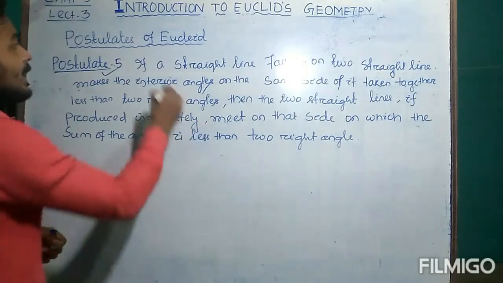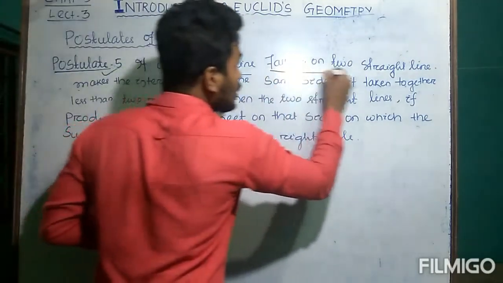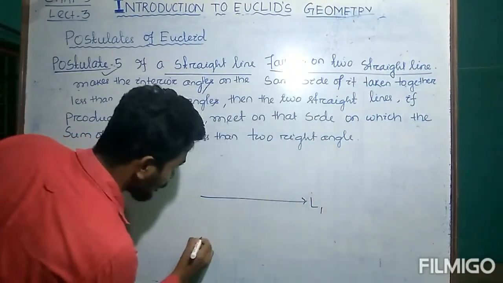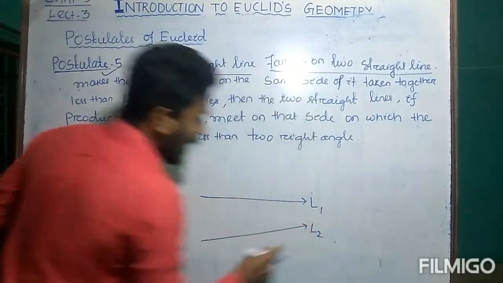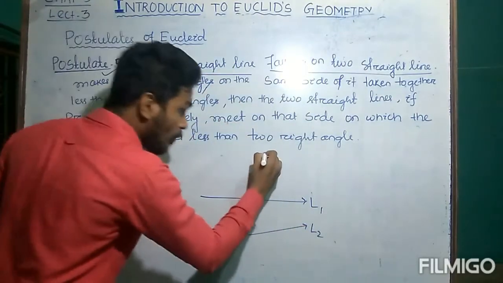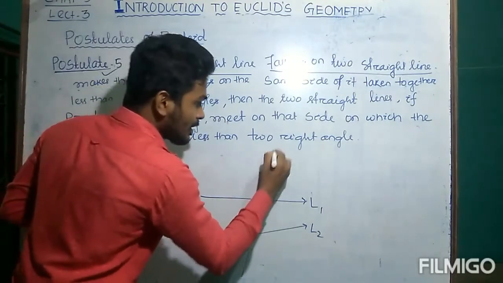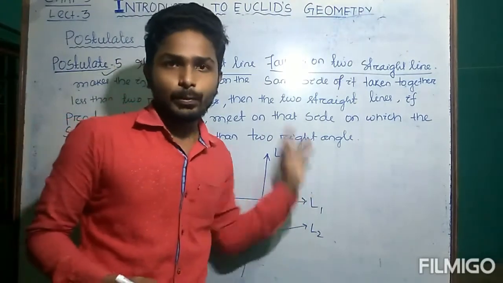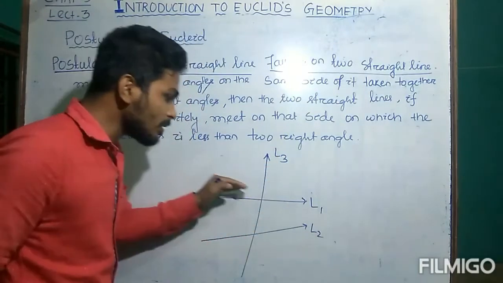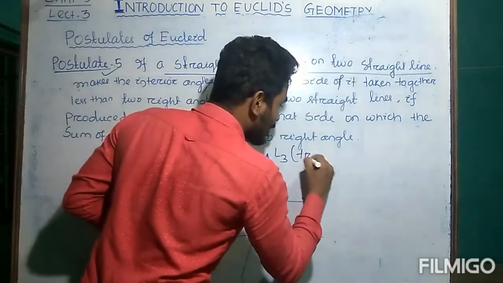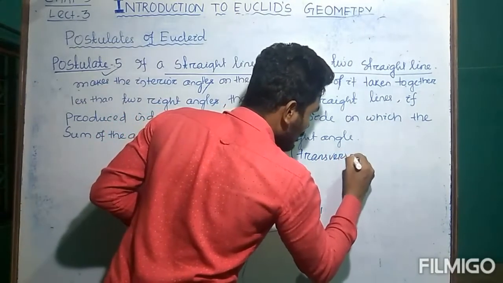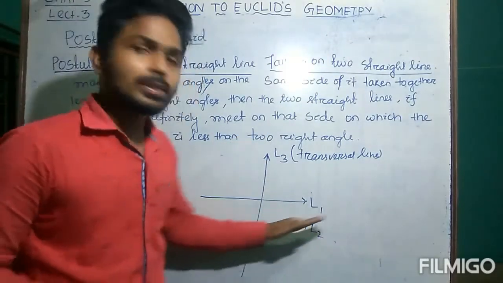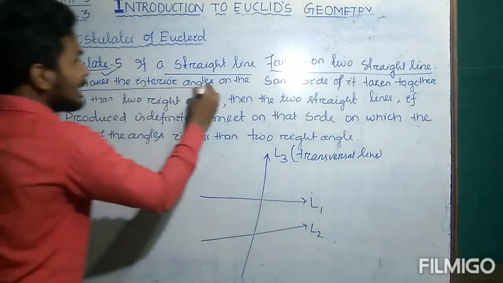It tells you that if a straight line falls on two straight lines, it means if there are two straight lines like this, L1 and L2, and over these two straight lines there is another straight line that falls on them, that is, a straight line L3 falls on L1 and L2. Such a straight line is known as a transversal line. So if a straight line falls on two straight lines, it makes the interior angles.